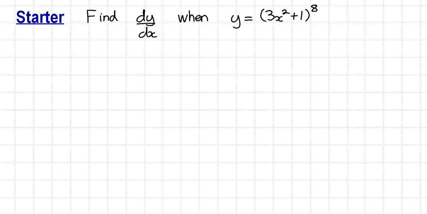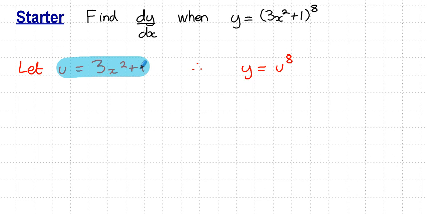Okay, so using your knowledge of the chain rule, you should look at this expression and assign some letter to it, say u, and we'd communicate this by saying let u equal 3x squared plus 1. So now our equation is simply y equals u to the 8. What I like about both of these equations is they're now very simple to differentiate. In fact, that's just a Core 1 skill.